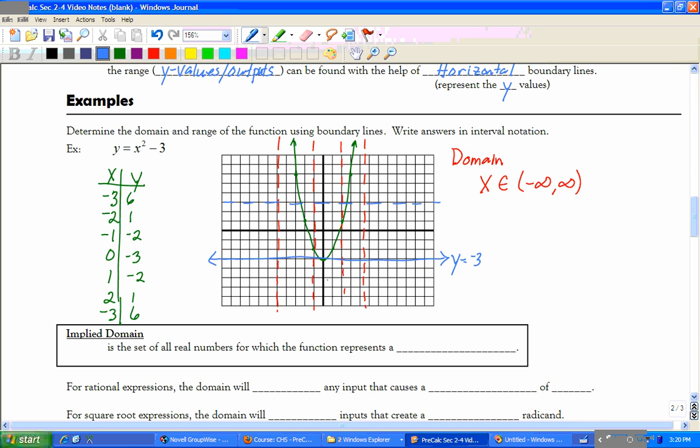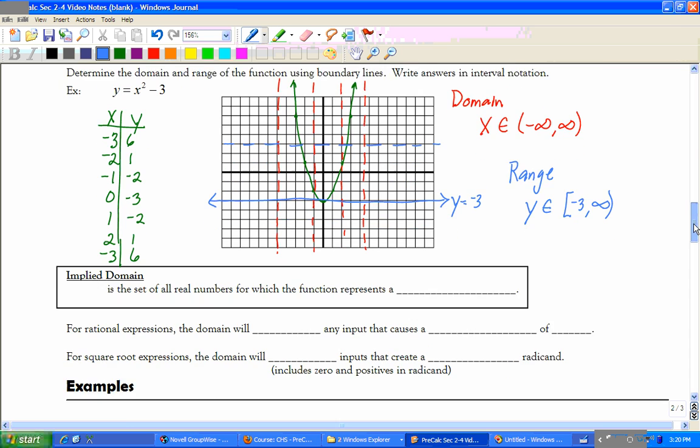And you can see that I drew that in as a solid line because that is the point where all of our y values are above and there are no y values below. So that helps us determine our range, which is y is an element of the interval, and we're going to include negative 3, and then we're increasing forever, so that's positive infinity. Now, you don't really have to draw these boundary lines in. You can just kind of visualize what the boundary lines are going to do here.